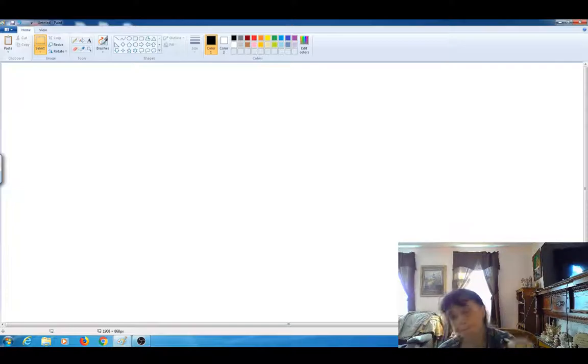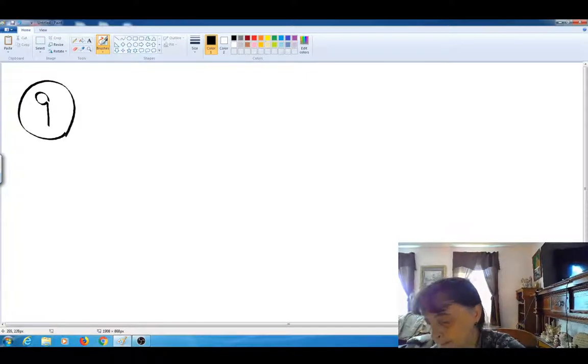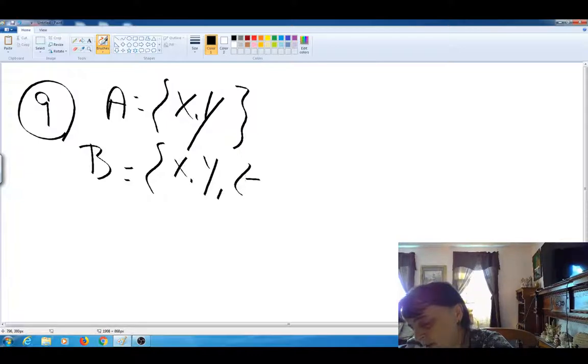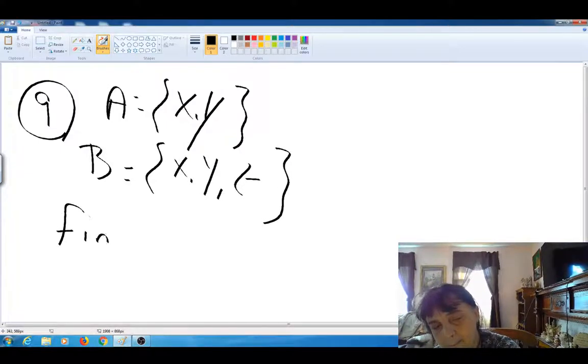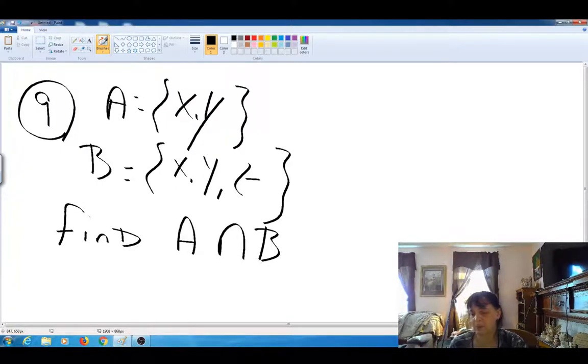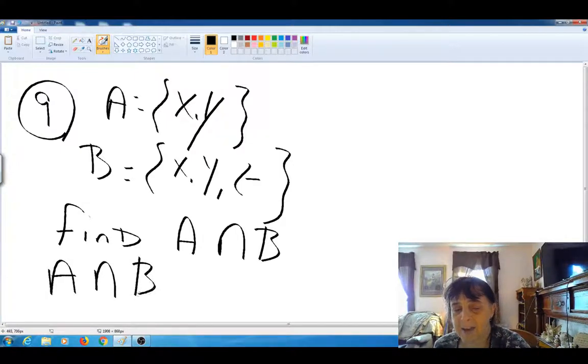Okay, on number 9, A is XY, B is XYZ. Okay, find A intersect B. That symbol I have on my paper doesn't really look like an intersection sign, but that's the closest I could get to intersect on the computer. And my choices are empty set, X, and XYZ, all of the above. I should have had B as XY. A intersect B is XY.